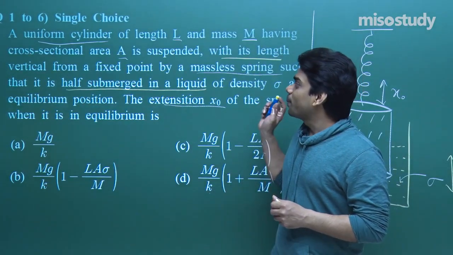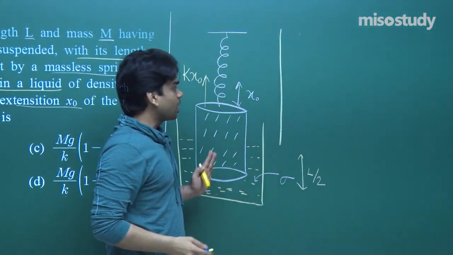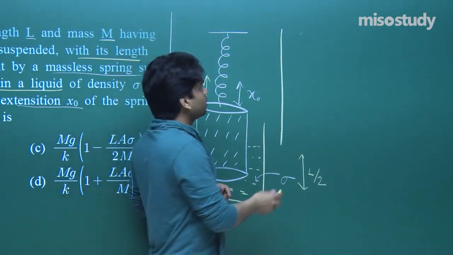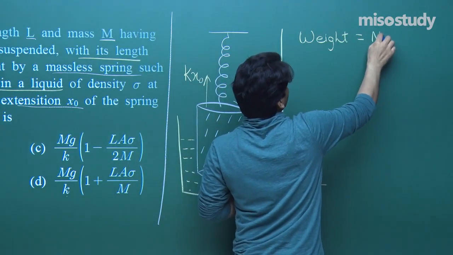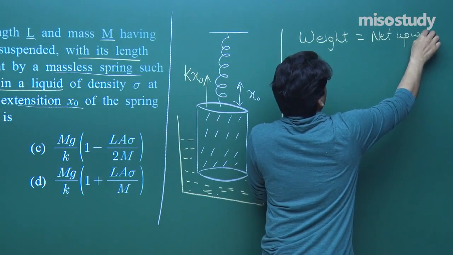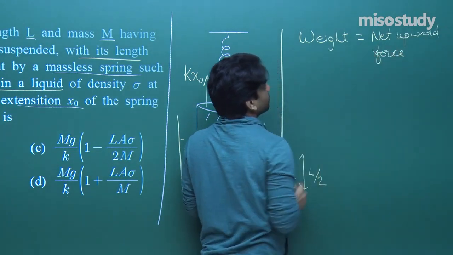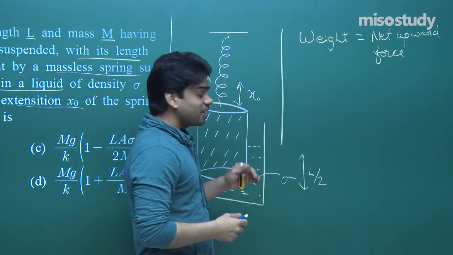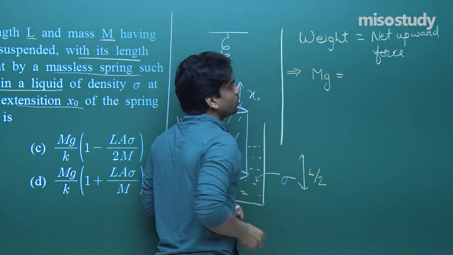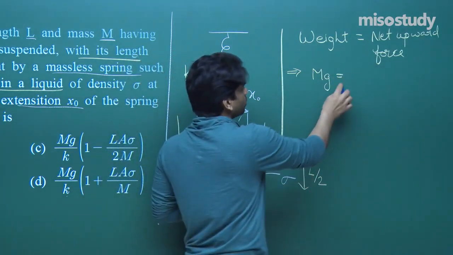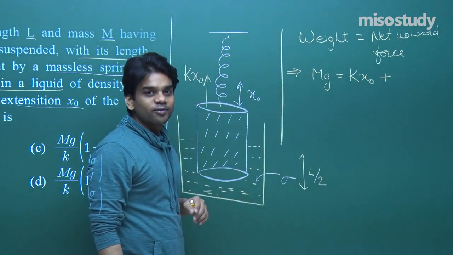Now you see here what you need to apply. First of all, let me show you here the net upward force. You have to see that the net upward force will be equal to the weight of the cylinder. So the weight of the cylinder will be equal to the net upward force. This is what we can actually make out from the diagram and from the given condition. Now the weight of the cylinder that's acting is equal to mg, quite simple, is equal to the net upward force: kx naught acting along the upward direction, plus you should also add the buoyant force that is acting.